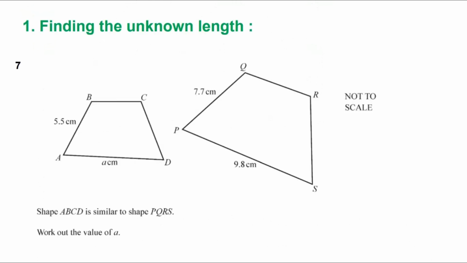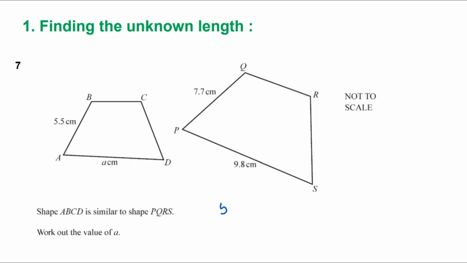Finding the unknown length. When two triangles are given as similar, then we can find out the unknown side of one triangle or other object from the corresponding side of another object. Okay. So here two shapes are given. Shape ABC is similar to shape PQRS. Work out the value of A. Okay. When two shapes are similar, their corresponding sides are in a ratio. Same ratio for all the sides.